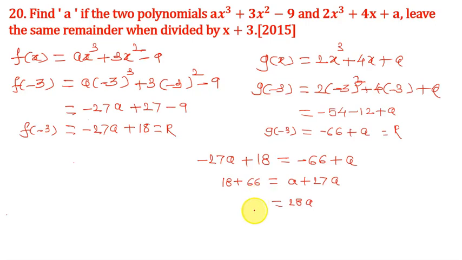Now the addition of this is 84. Therefore, a is equal to 84 upon 28, and that's equal to 3. Hence the value of a is 3. This is the answer.